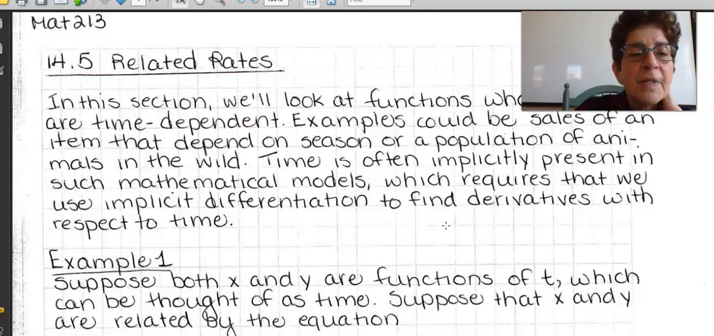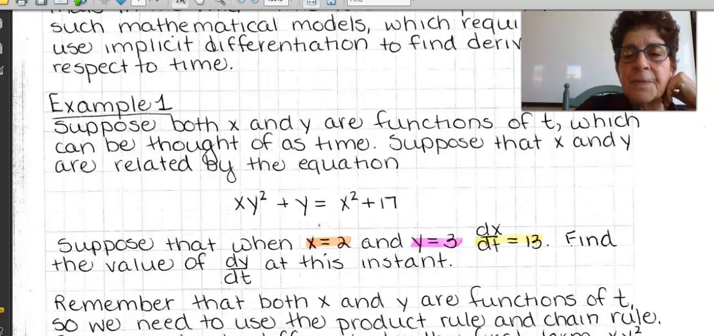So this is very similar to what we did in the previous section. The only difference is that we're going to have functions of time that are both x and y. They're not just going to be, say, a function where we have y in terms of x. So this is a third variable, the variable that we take a derivative with respect to. Okay, here's the first example.